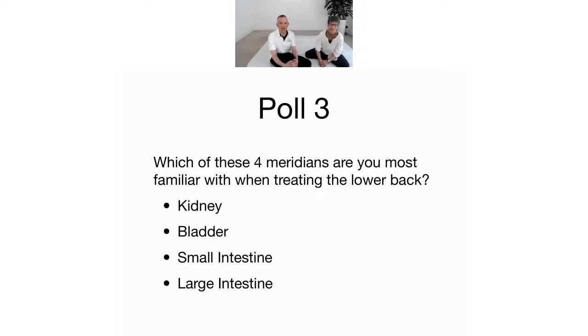Interestingly enough, though, the small intestine meridian and the large intestine meridian can be involved in lower back pain, and they quite often are. So it's worth watching out for them. And the interesting thing I'm going to be doing in the practical is we're going to start looking at how you can tell by using 2 different types of diagnosis.